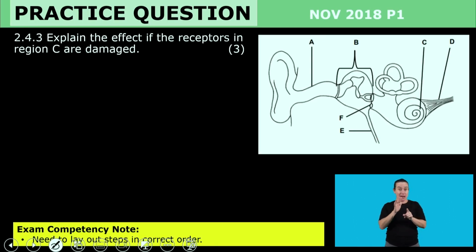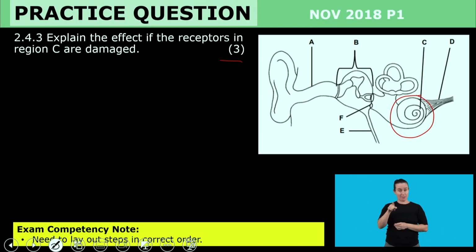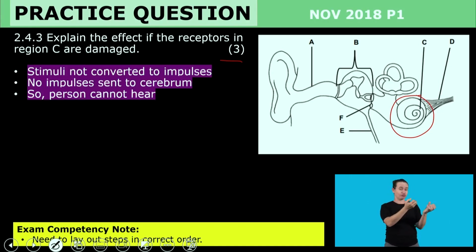243, explain the effect if the receptors in region C are damaged. Region C, the receptors here, if the organ of Corti, the receptors are damaged, what will happen? For 3 marks. Remember, what the receptors or the organ of Corti do is convert the stimulus into an impulse. So what will happen? No stimulus is converted into an impulse. No impulses are sent to the cerebrum, so the person cannot hear.